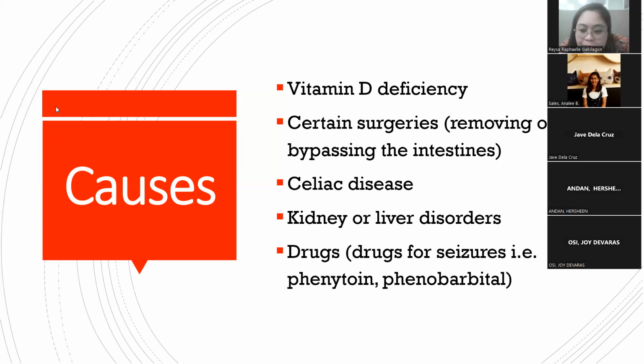So kapag kumakain sila ng food na mayroong gluten, nagre-react yung kanilang immune system, tapos ang tina-target is yung intestine. And that will be the same thing. Hindi din na basta-bastang na-absorb yung mga kailangan nila na nutrients in their body, isa na dun yung calcium na kailangan for bone mineralization. And then kidney or liver disorders may also contribute to having osteomalacia or rickets sa mga bata. And then drugs also can do that, can impede class bone mineralization.